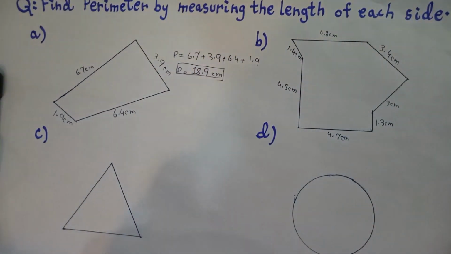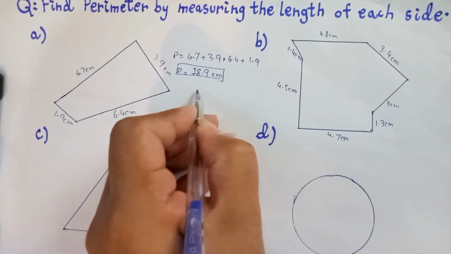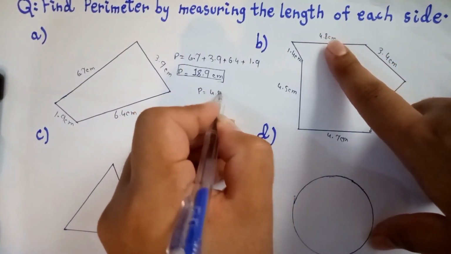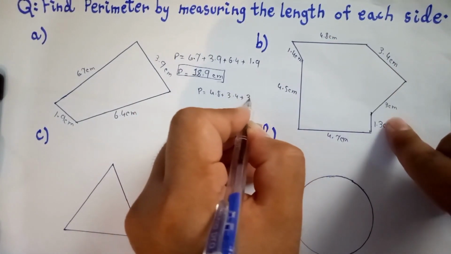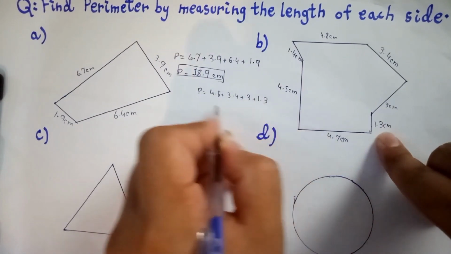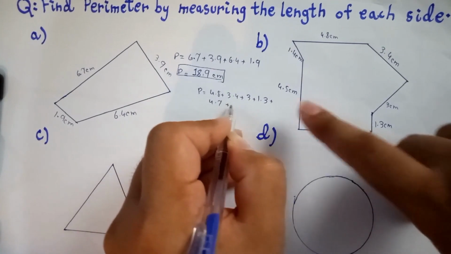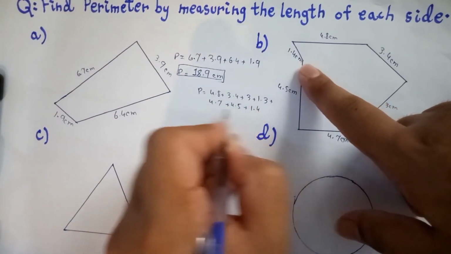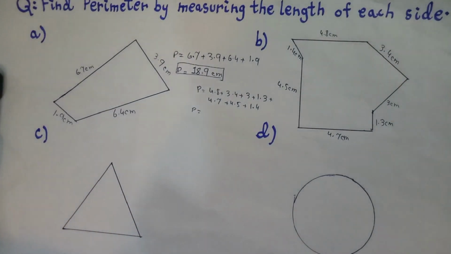Okay, so actually here we have to add all the sides. It means if we talk about this one, so here perimeter will be equal to, let's calculate, 4.8 plus 3.4 plus 3 plus 1.3 plus this 4.7 plus this 4.5 plus this 1.4. Clear? So let's add all these.